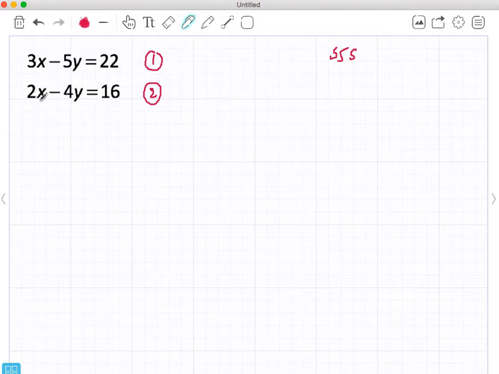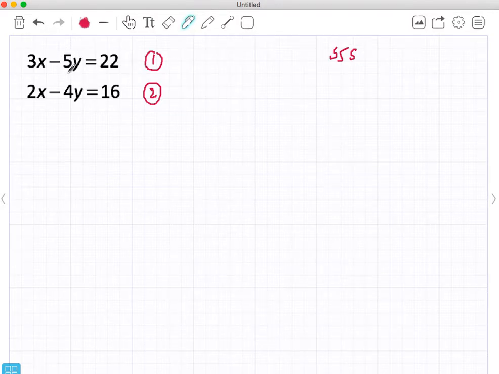Now if I look at my value of y here, negative 5y and negative 4y, it's not like the number 3 in the series where I just multiply 1 by 2 so that these two were the same number. This time is going to require multiplying this by something and this by something.